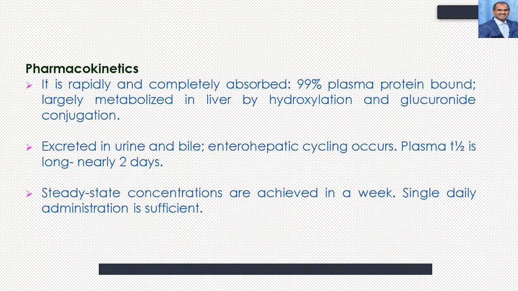Coming to the pharmacokinetics of these agents, it is rapidly and completely absorbed as usual, 99% plasma protein bound and largely metabolized in the liver by hydroxylation and also glucuronide conjugation. It is excreted in urine and bile, and enterohepatic circulation occurs because it is secreted in the bile. And plasma half-life is long, nearly 2 days, especially Piroxicam. And steady state concentrations are achieved in a week, and single daily administration is sufficient, usually for Piroxicam.